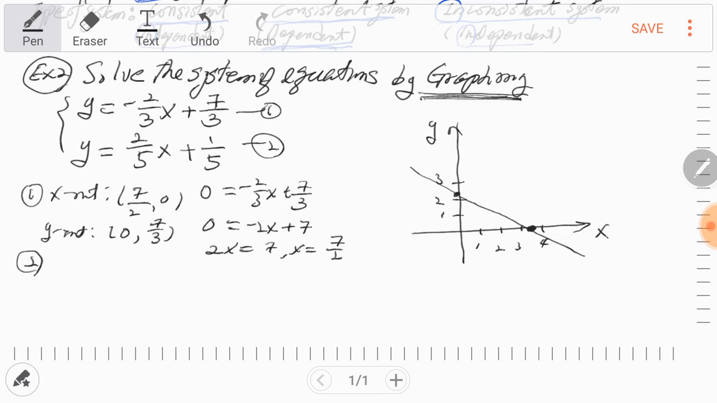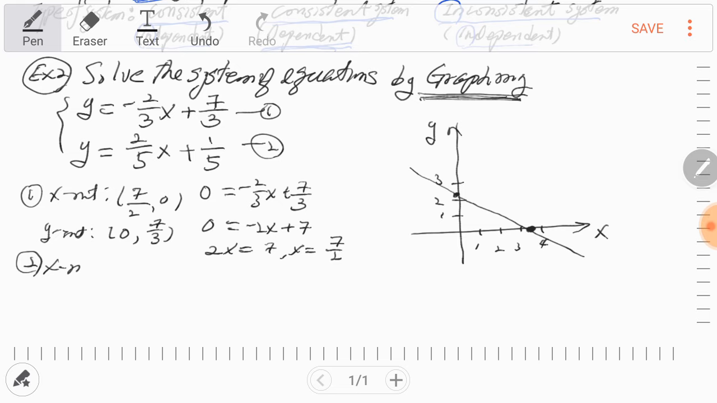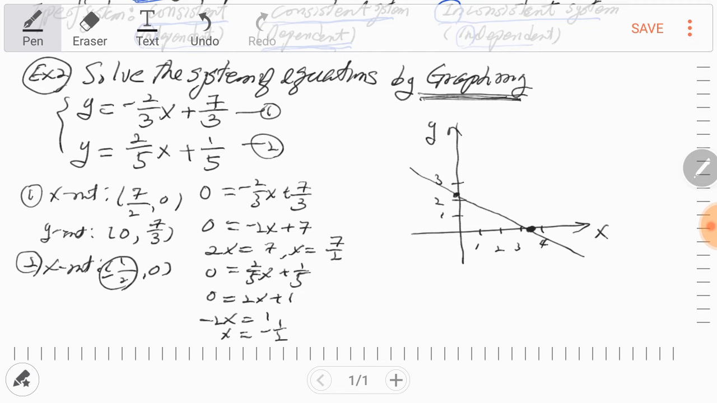Let's graph the second equation. For the x-intercept, same thing: set the y value to 0. Then 0 equals 2 over 5 x plus 1 over 5. Multiply each side by 5. Then 0 equals 2x plus 1. Move 2x to the other side: negative 2x equals 1. Then x equals negative 1/2. So negative 1/2 is the x-coordinate. The y-intercept is at x equals 0, then y is 1/5.